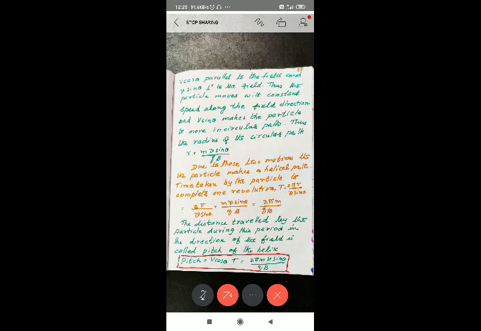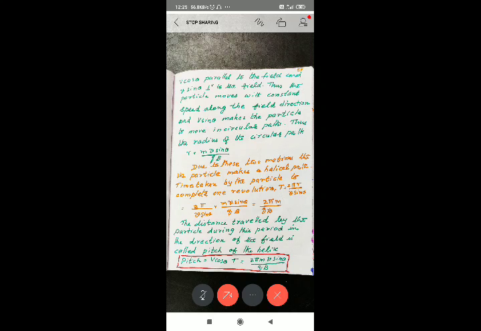We already derived that expression, R equals mv by bq, but here it is V sin theta, not simply V, because it is the component V sin theta that completes the circular path. So the radius is determined by that velocity component. So R equals mv sin theta by bq. Due to these two motions, the particle makes a helical path.